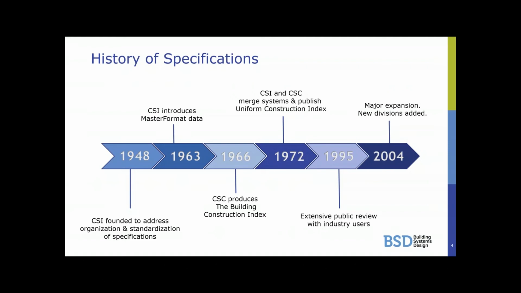In between that time, from 1948 to 2004, the Canadian sister organization, CSC, produced the Building Construction Index, which was also an organized standard for construction specifications. But in 1972, CSI and CSC merged their systems, and in 1963, the MasterFormat type data format then evolved into the MasterFormat as we know it today.